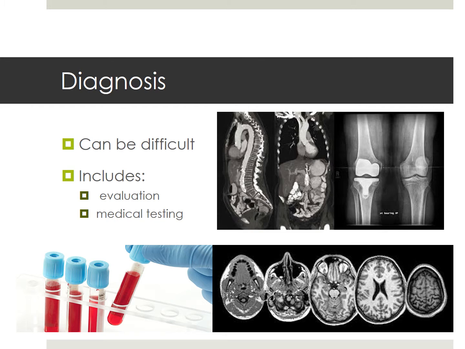Testing ranges all the way from simple blood tests, which aid only after evaluation, to MRI, which can identify abnormalities in soft tissues such as muscles or ligaments.